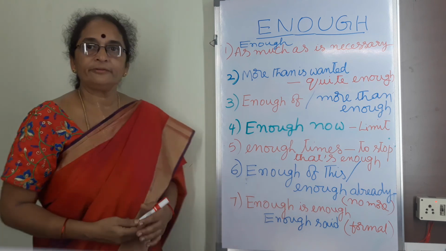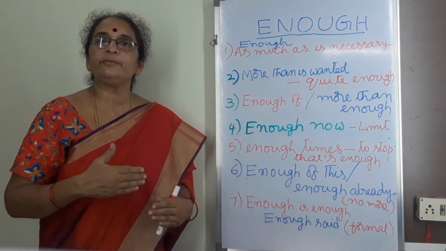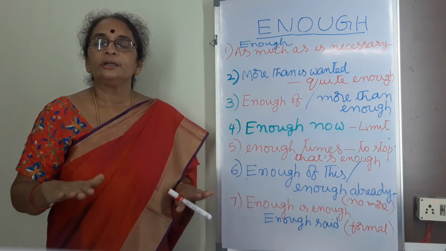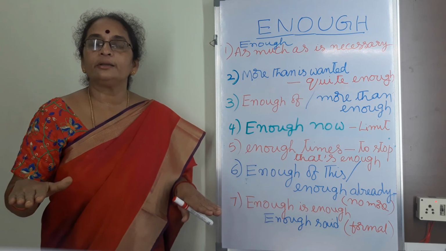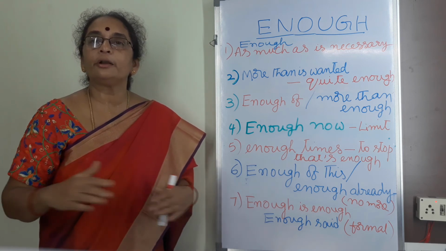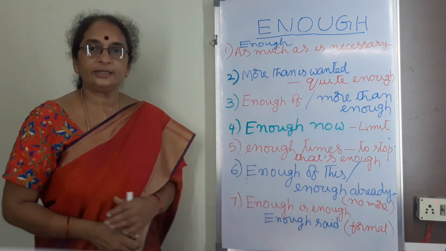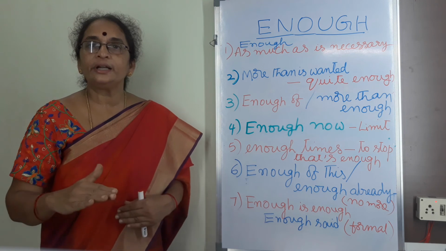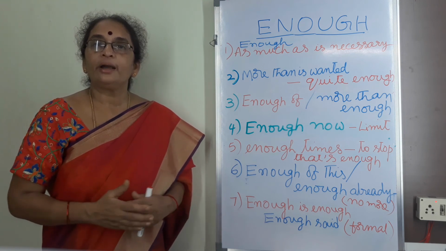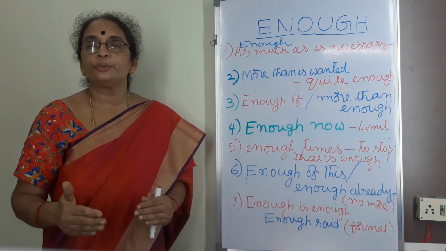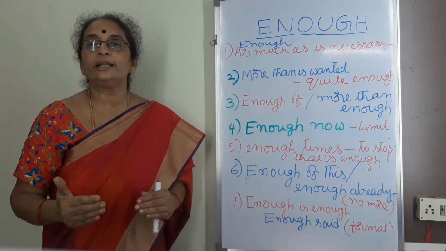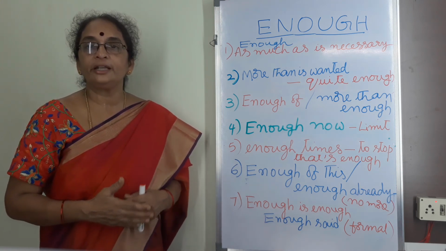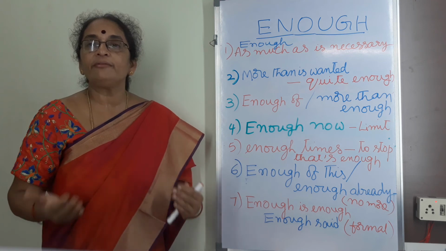Next, enough is enough. When you cut short the discussion between you and the other person, enough is enough. I don't want any more further discussion. Enough is enough between you and me. I don't want any more further argument. And when you say enough said, you are using it in a formal context. It means you have understood what the other person explained to you, so he doesn't need to explain it further. So, this is how you are using enough in different applications in very lively contexts.